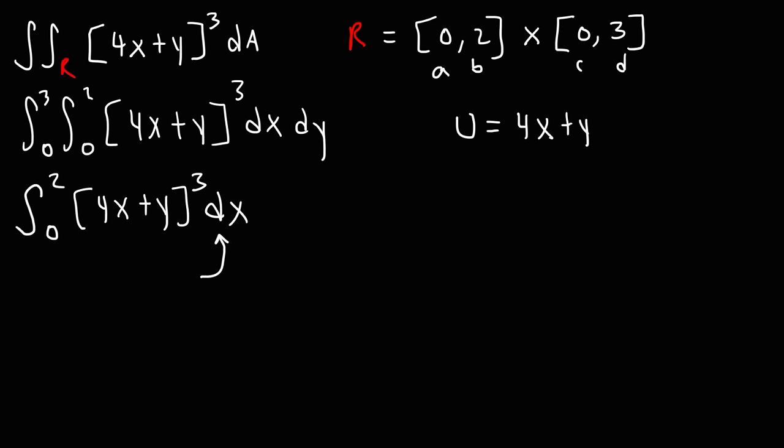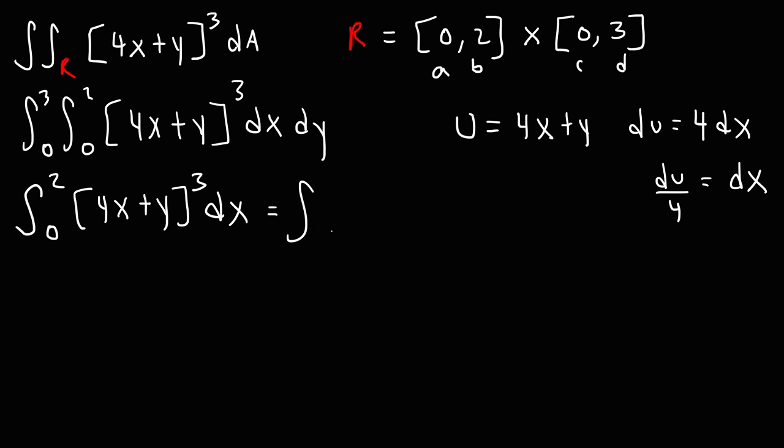Now, we need to differentiate with respect to x. So du is going to be the derivative of y, but we're going to treat this as a constant, so that's going to disappear. The derivative of 4x will be 4 times 1 times dx. And so solving for dx, it's going to be du divided by 4. So now we're going to have the integral of u to the third power, and then replace dx with du over 4. And so this is what we now have.